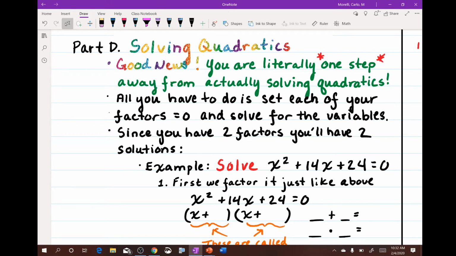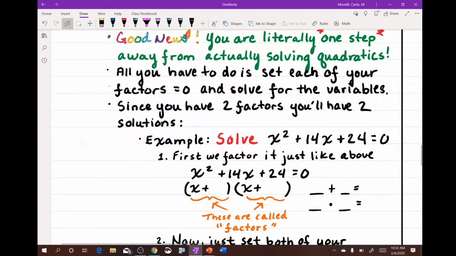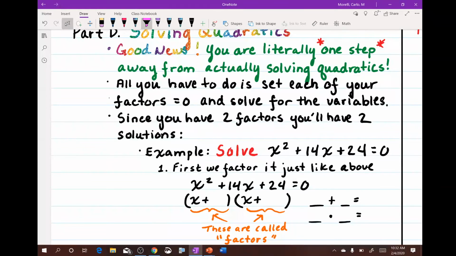Okay, good news. Now we're going to learn how to solve the quadratic. You factored the quadratic. You're one step from solving it. You're literally one step away from solving quadratics. All you have to do is set each of your factors equal to 0 and solve.